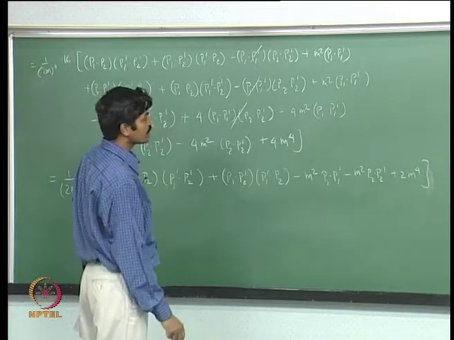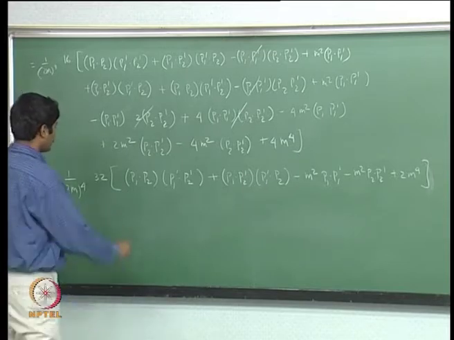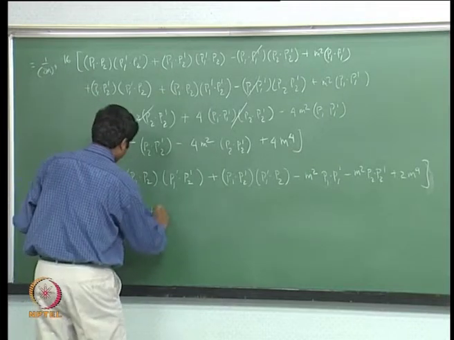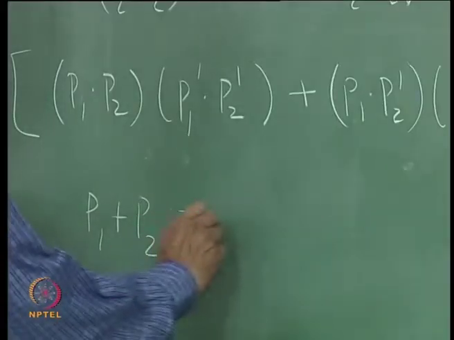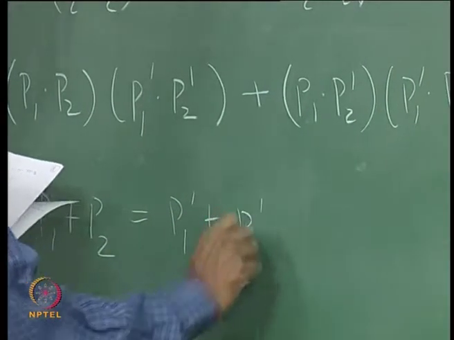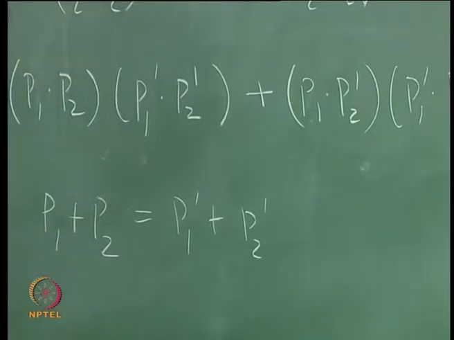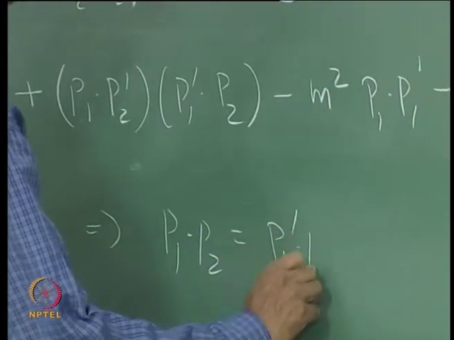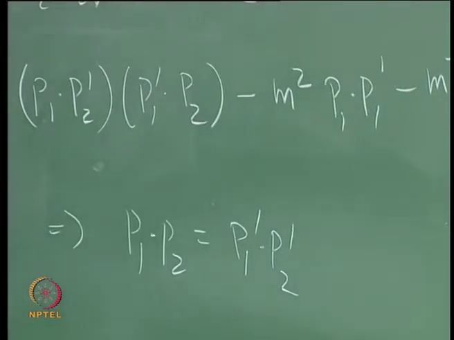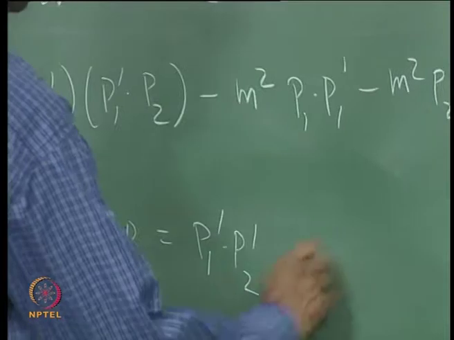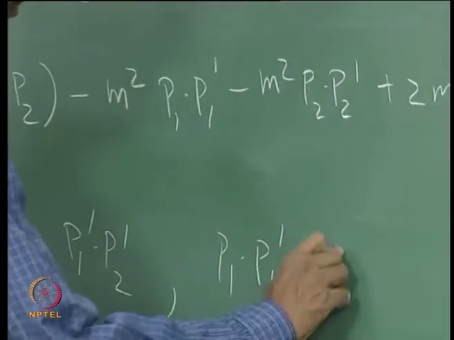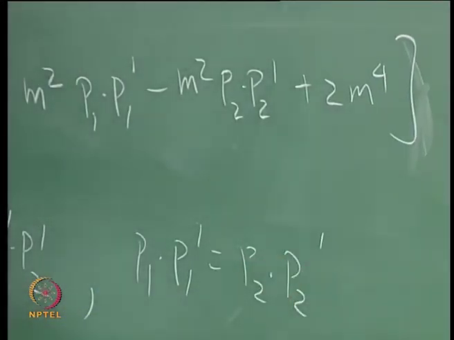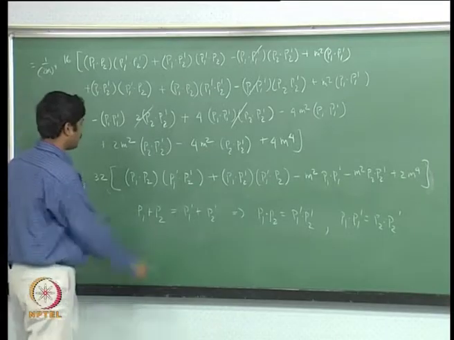for the trace. Now what I will do is that I am using the fact that the energy momentum is conserved. So p1 plus p2 is just equal to p1 prime plus p2 prime. This implies a number of things. First of all, this implies p1 dot p2 is equal to p1 prime dot p2 prime. This also implies p1 dot p1 prime is equal to p2 dot p2 prime. So I will use these two relations here.